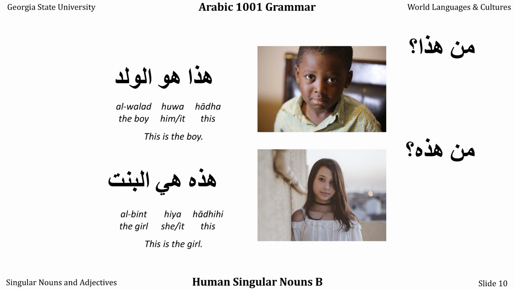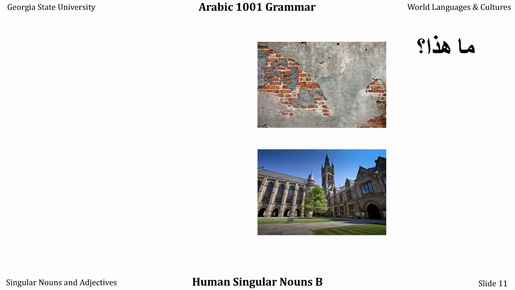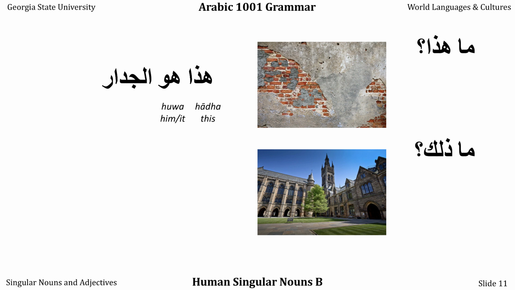This is a very simple sentence pattern, but it will take you a little getting used to. We can do this with objects as well, and not just with people. So ma hadha, what's this? Ma dhalik, what's that? We can say hadha huwa al-jidar. This is it, but because it's a masculine object, we're really saying him, the wall. Or this is the wall.